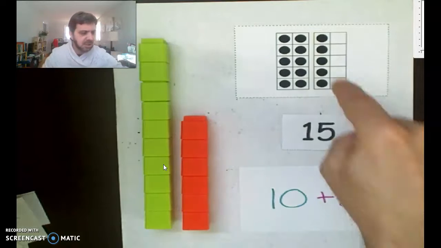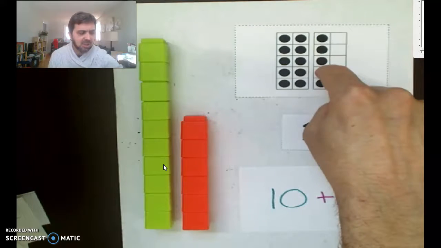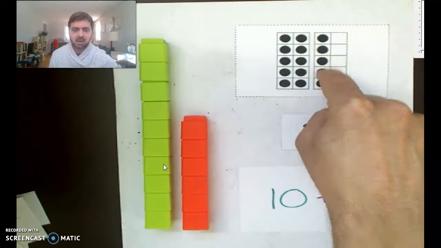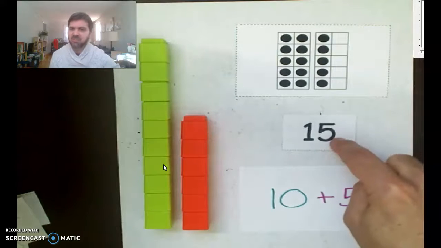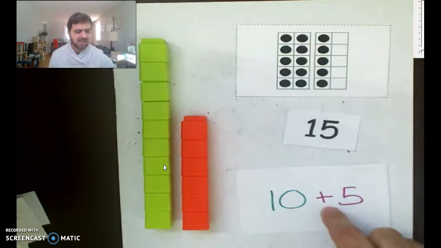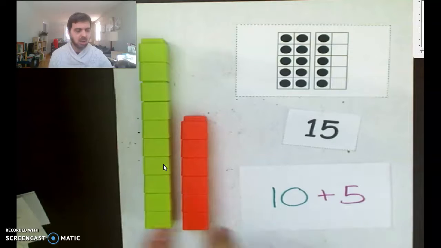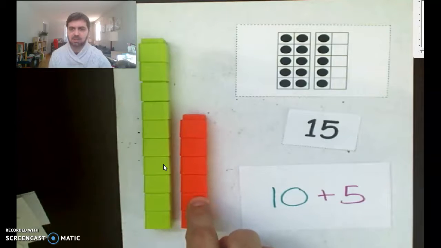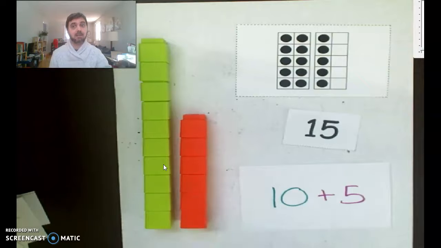All right, so let's take a vote. Who thinks that the double 10 frame dot cards are the imposter? Raise your hand. Okay, raise your hand if the number 15 is the imposter. Who thinks that the 10 plus 5 is the imposter? Raise your hand. Okay, who thinks the towers, the connecting cube towers, are the imposter? Raise your hand.